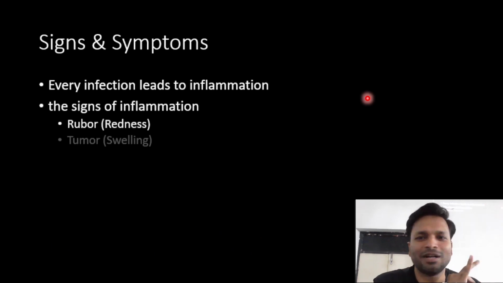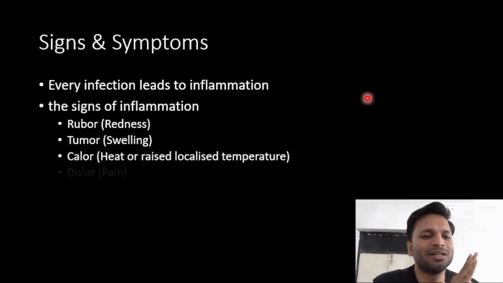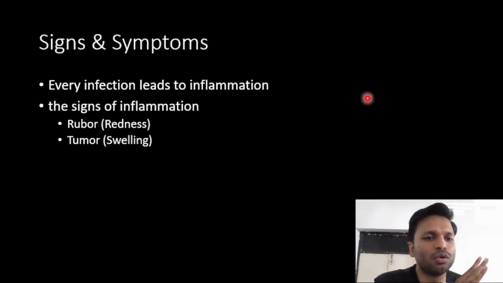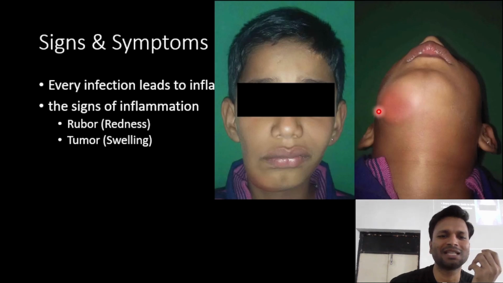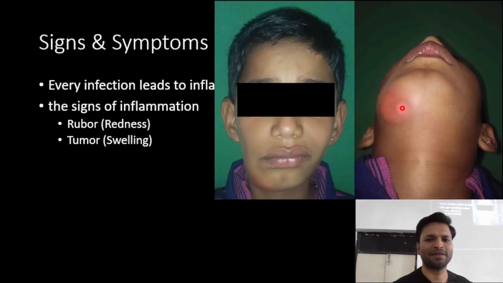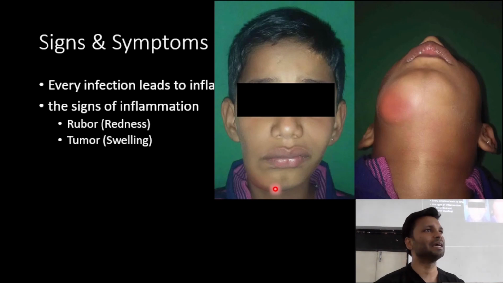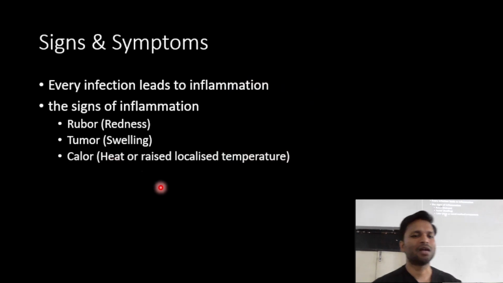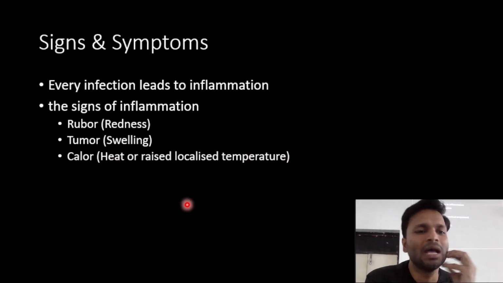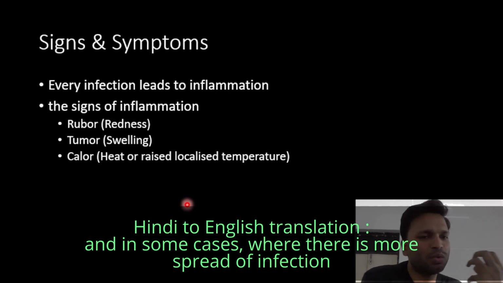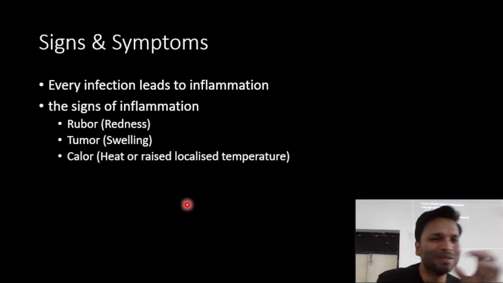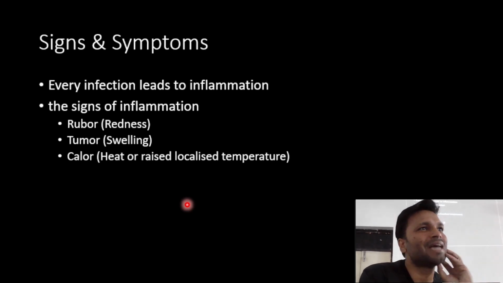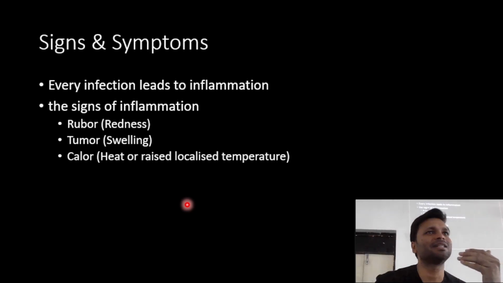Rubor, tumor, calor, and dolor. So rubor is redness and tumor is the swelling. So if you see this, in this case, you can see right submandibular space infection, there is redness and there is swelling of the face. So rubor and tumor is there. Calor is increase in localized temperature. And in some cases, where the infection has spread more, we might see a generalized increase in body temperature, that is also called fever. So you might see calor, that is localized increase in temperature, or generalized increase in temperature, that is fever.